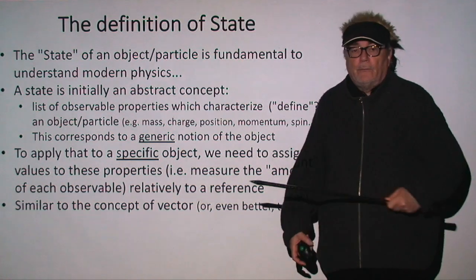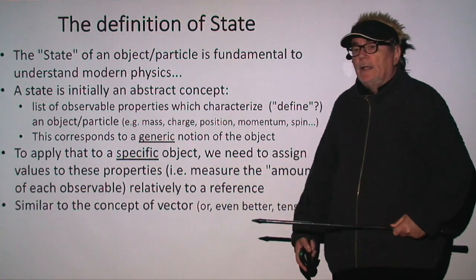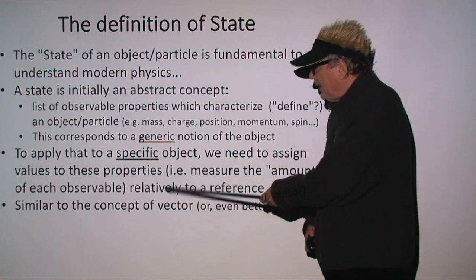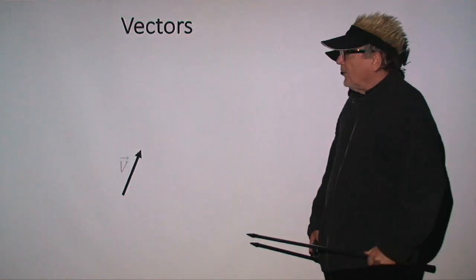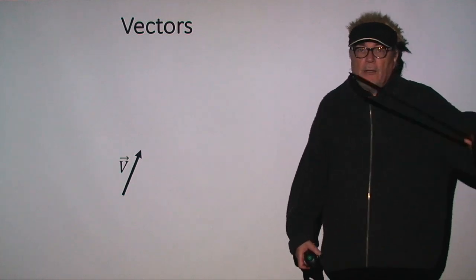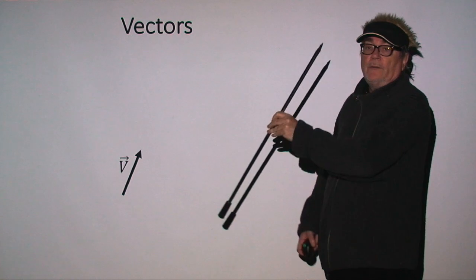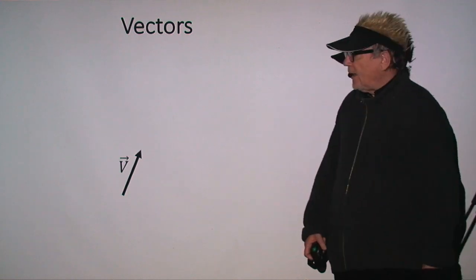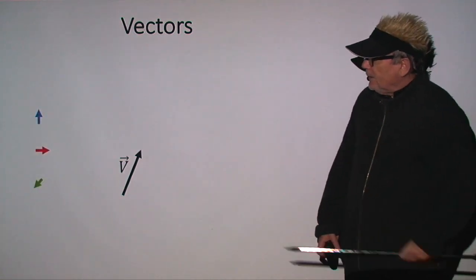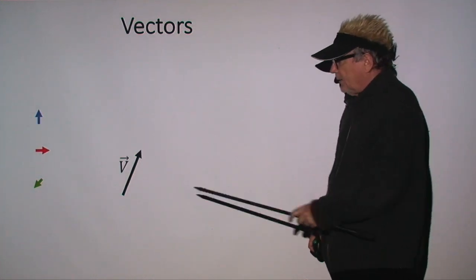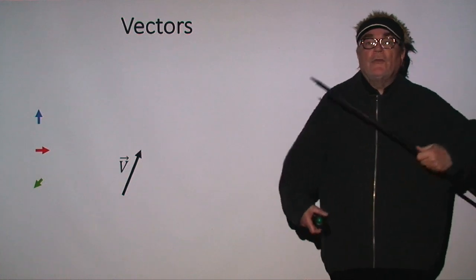But since this first series of videos is without math, let me just remind you what a vector is, and we'll use only drawings. Forget about the math. A vector is just an abstract thing like this. It's basically an arrow like that. And if we want to apply it to a specific vector, like this vector here, then we have to use a reference.